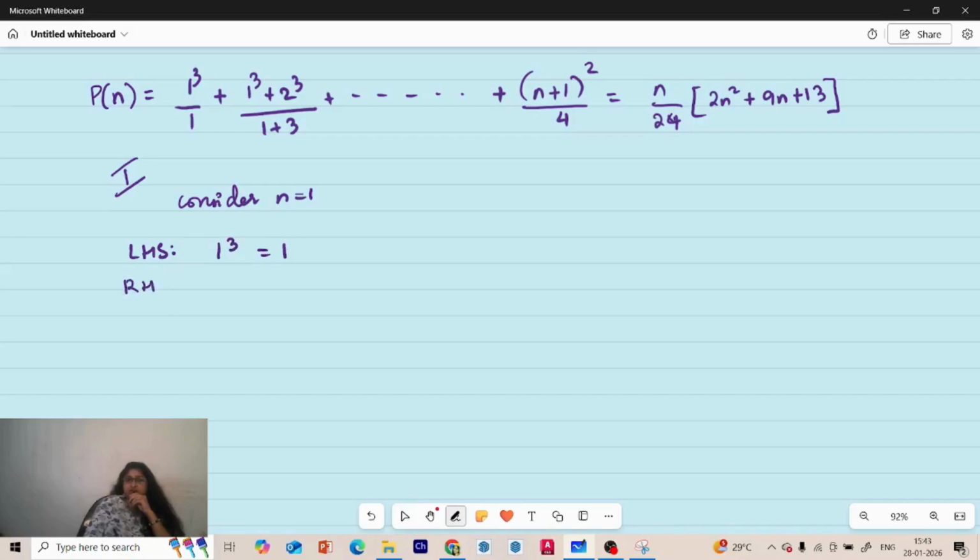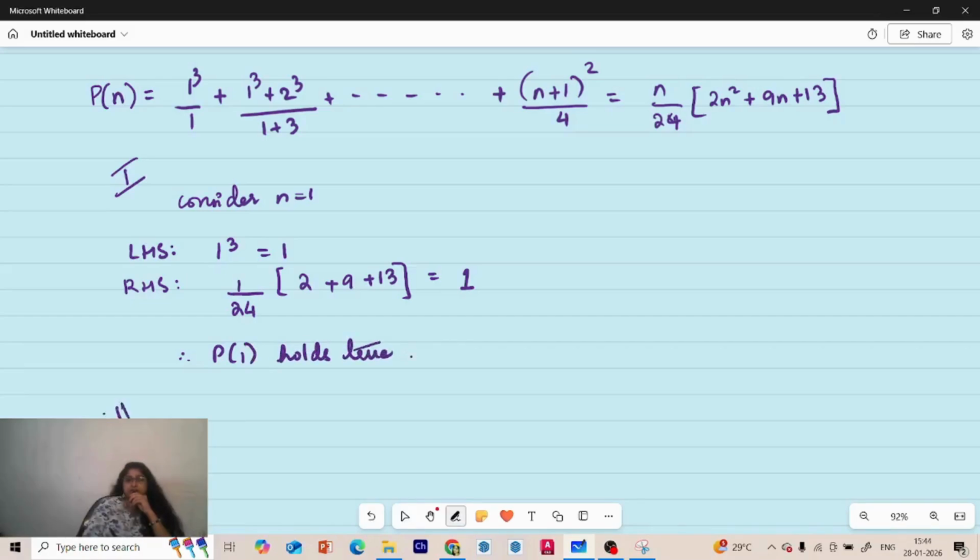RHS ఏం అవ్వాలి? 1/24 into 2 into 1 square is just 1, plus 9 into 1 is just 9, plus 13. So 11 plus 13, 24, 24/24 is 1. Okay, LHS is equal to RHS, and therefore P of 1 holds true.